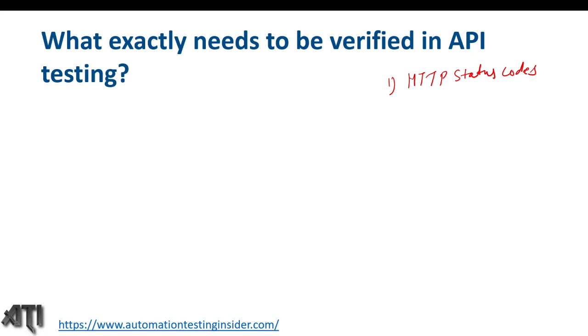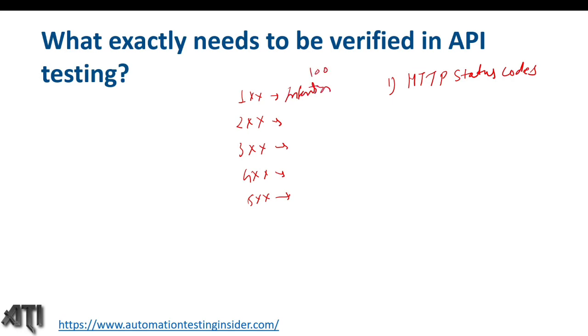We have different kinds of status codes using which we can verify whether our result is correct or not. There are different series of HTTP status codes: the 100 series, 200 series, 300 series, 400 series, and 500 series. I'll talk about the different HTTP status codes in a coming slide, but let me give an overview. 100 is for information purposes. We are getting some information from the server.